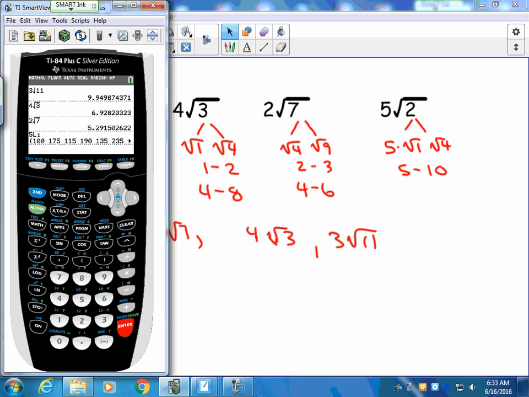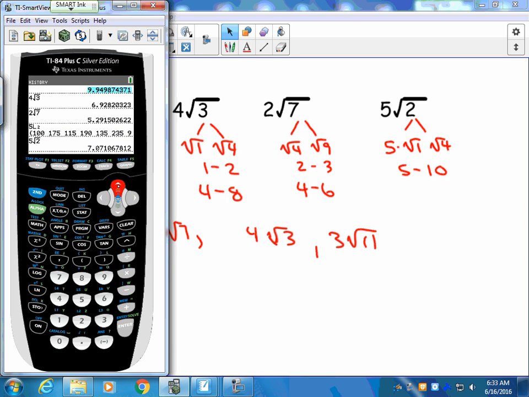Let's try that again. 5 square root of 2 is 7.07. So we've got a 5, 6, 7, and then we have that last one, which was 9. So we would move this one down.